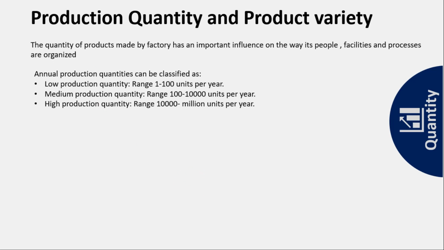So annual production quantities can be classified as low production quantity, in which the range is 1 to 100 products per year, like in the case of aircraft. We have the medium quantity range, from 100 to 10,000 units per year. You can say the automobile sector is a medium one. We have the high production quantity that ranges from 10,000 to a million units per year.